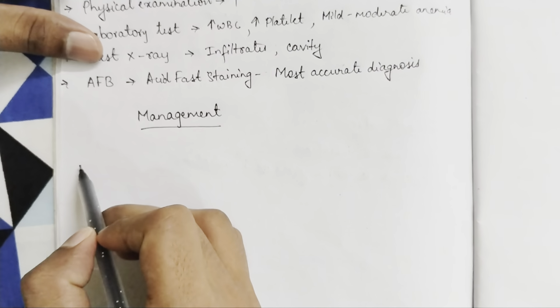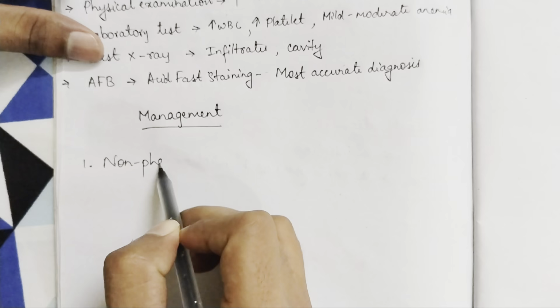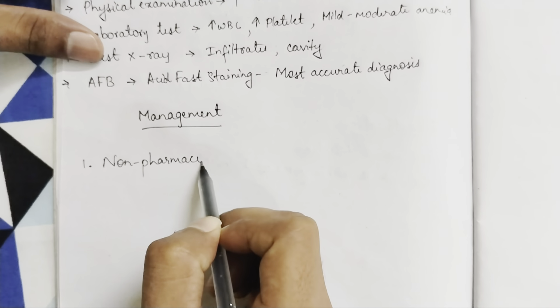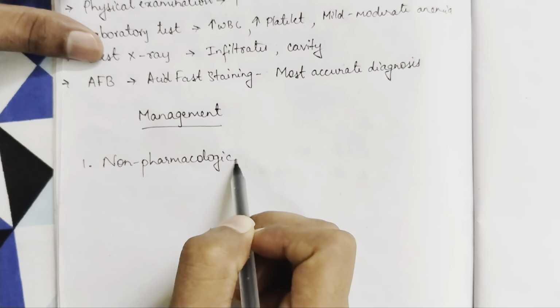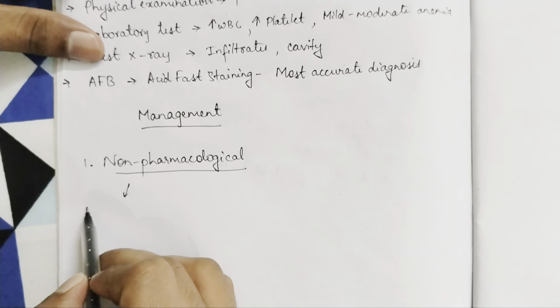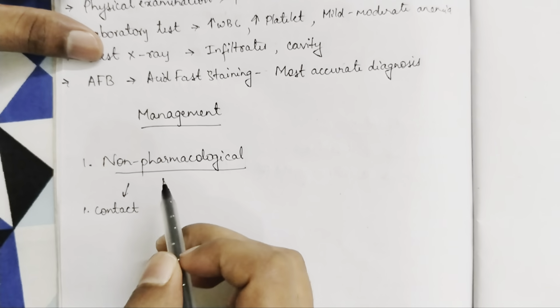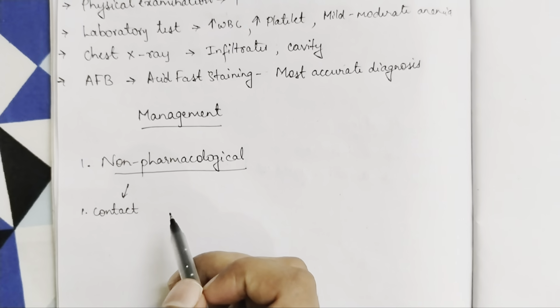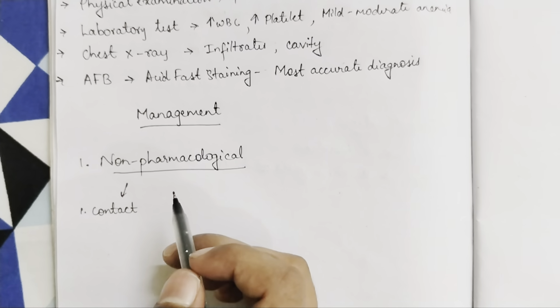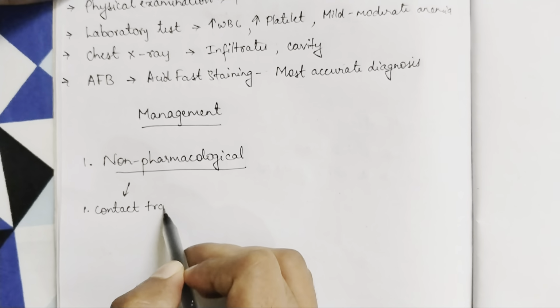So in management, first will come non-pharmacological therapy. What will happen in non-pharmacological therapy is firstly the contact tracing, meaning we have to go and ask the patient how you got the TB, from where, and then we have to trace the other person, contact tracing.